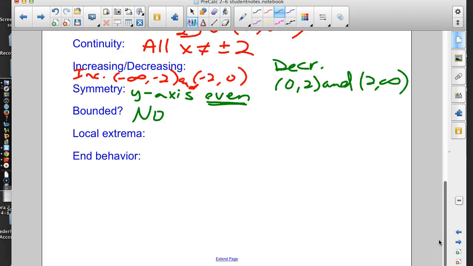Did we find extrema this time? Yeah, we had a local max right there in the middle. So a local max of 1/2 at x equals 0. Overall in behavior.